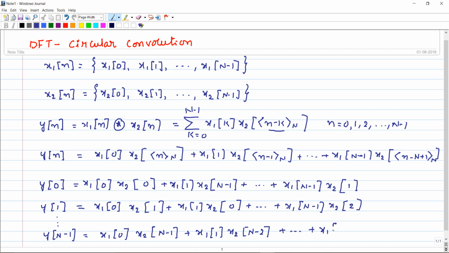Plus x1 of n minus 1 multiplied with x2 of, n is substituted with n minus 1, and hence we will get 0, and hence we will get x2 of 0. So that would be our y of n minus 1. Okay, now let us go to the details of this.